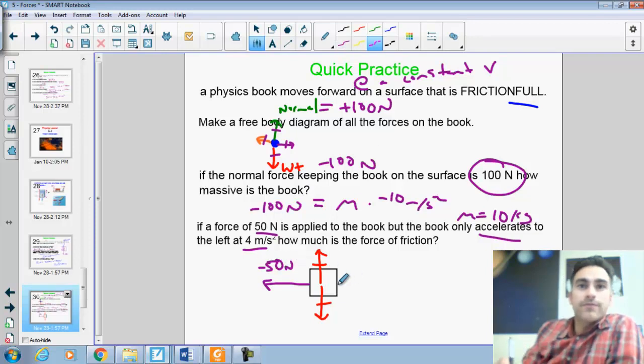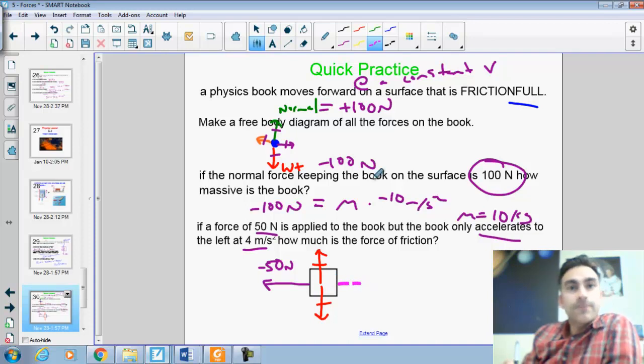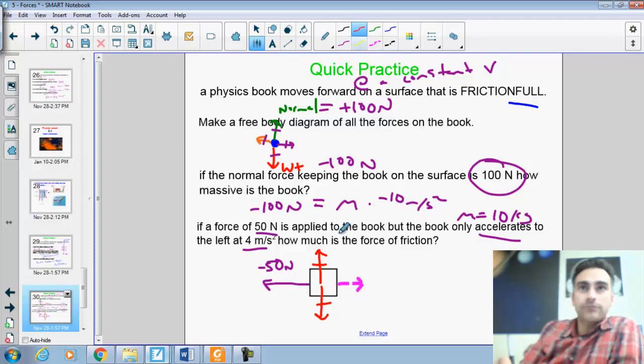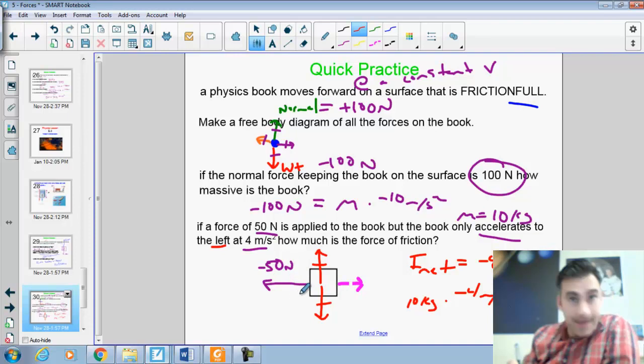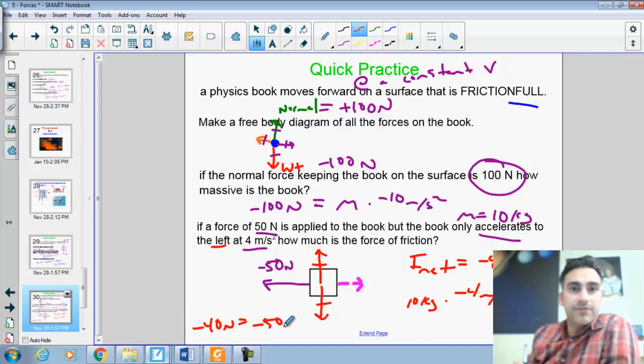We are looking for our force of friction, and our force of friction should be going in the opposite direction of what we're moving at. So let's figure that out. First, what I like to do is figure out our force net. What is our total force, with our total mass and our total acceleration? Our total mass is 10 kilograms, same book. Our acceleration is negative 4 meters per second squared, to the left. So our net force should equal negative 40 newtons. Negative 50 newtons is going to the left, but it's only moving with a force of negative 40 newtons, so something is taken away from that. So negative 40 newtons equals negative 50, the force we applied, plus friction. So friction is positive 10 newtons.